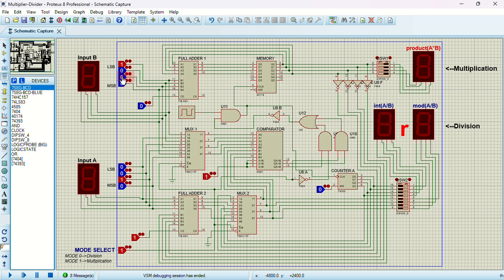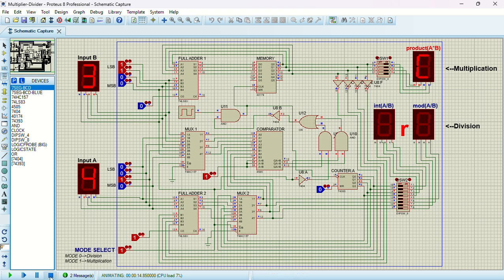Let's try 4 times 3. 4 times 3 should give me 12, right? Another thing to note is that these displays show hexadecimal numbers. Let me run it. If you look at our output, it's written C. This is C hexadecimal, which is equivalent to 12 decimal. So all of these displays that I'm using show numbers in hexadecimal format.